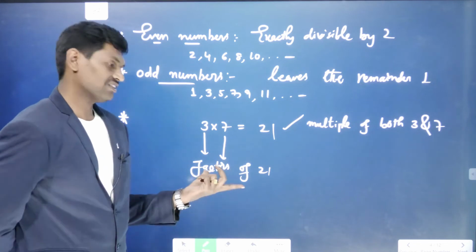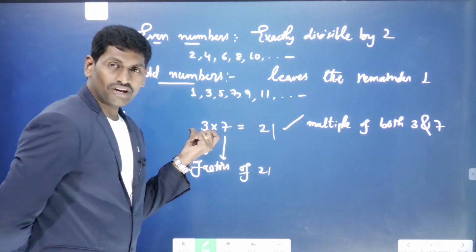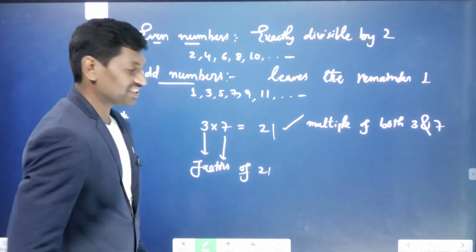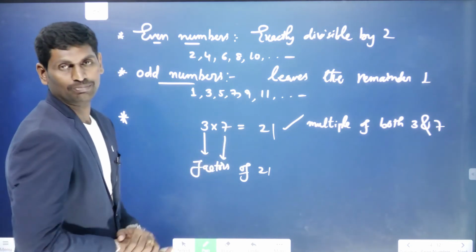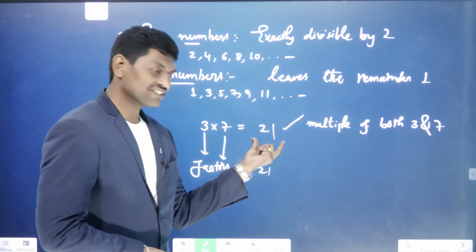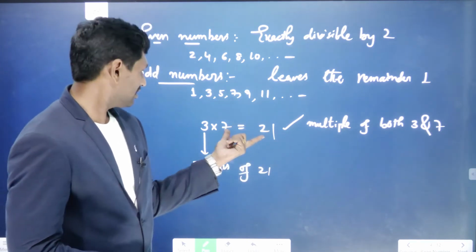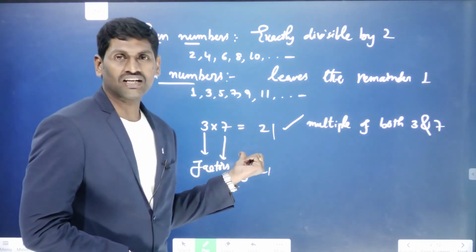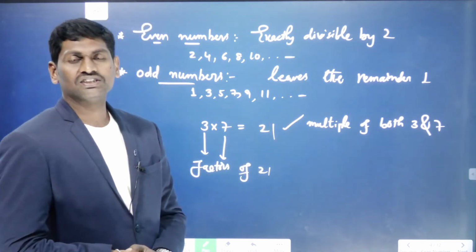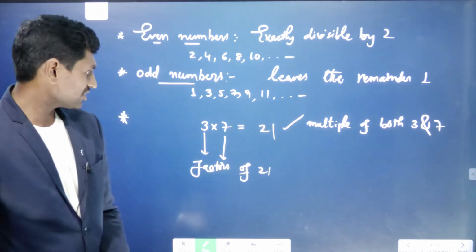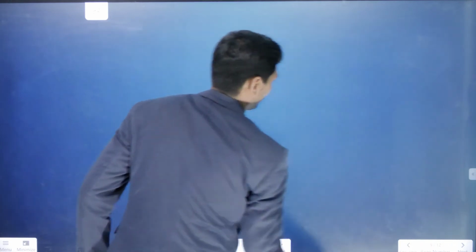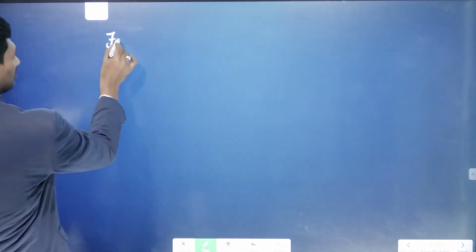Factors means when two numbers multiply each other, here 3 and 7 both are multiplying, you will get an answer, no? That answer is called the product. These two numbers are factors of the product. Write the definition of factor, it will be useful, I think so.